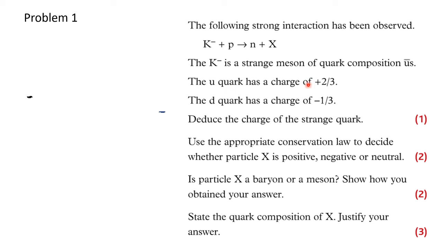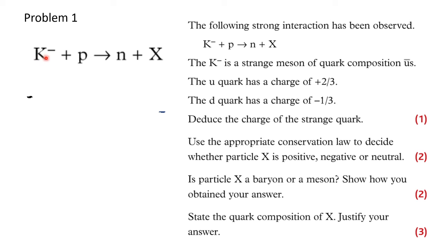The up quark has a given charge and the down quark has a given charge. They are given normally. Then deduce the charge of the strange quark and some other questions, and finally state the quark composition of X. Justify your answer. Now I would like to work this out as an example for you to decide how we can deduce this final stage.